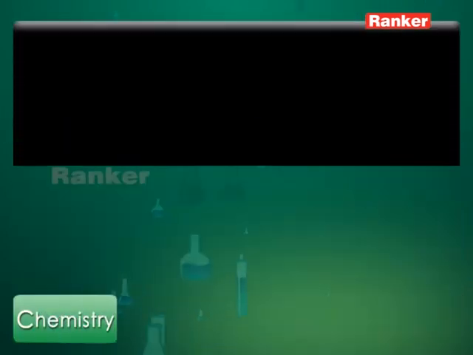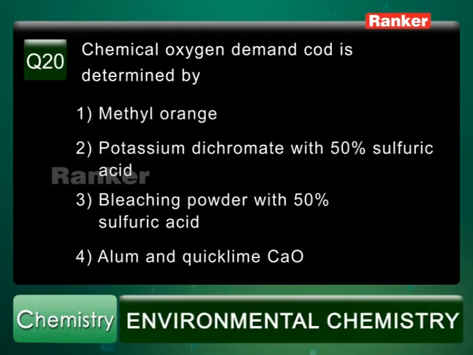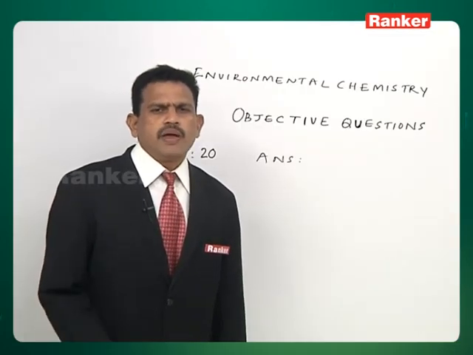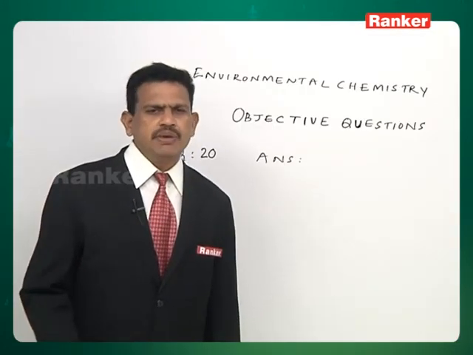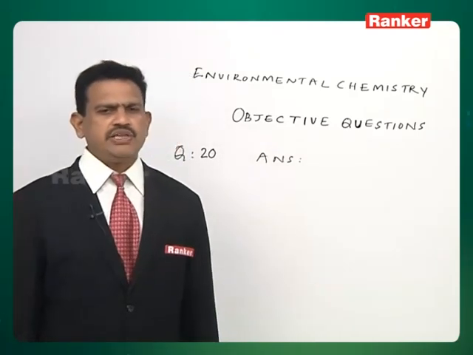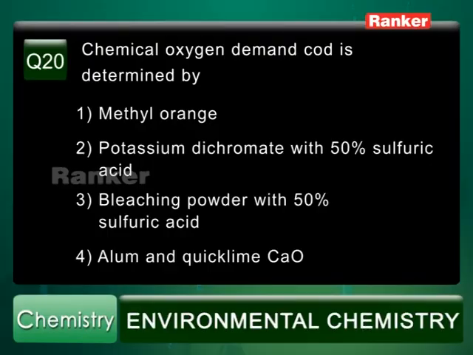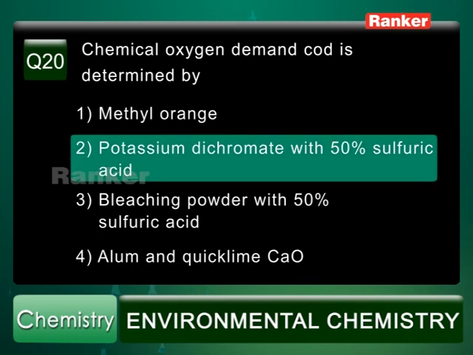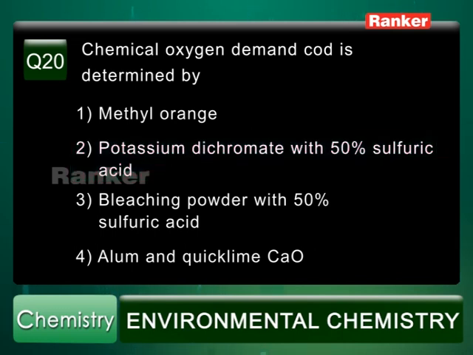Question number 20. Chemical oxygen demand COD is determined by using options: 1, methyl orange, 2, potassium dichromate with 50% sulfuric acid, third option bleaching powder with 50% sulfuric acid, fourth option alum with quicklime CaO. So chemical oxygen demand COD in the laboratories can be determined by acidified potassium dichromate. Therefore we can go for option 2 as an answer for this question. This is question number 20.